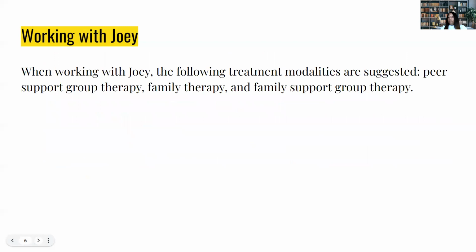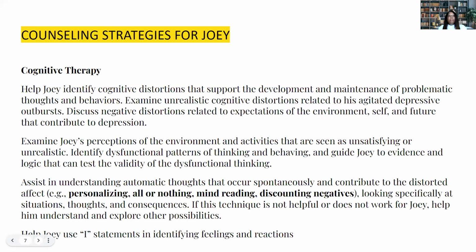So when we're working with Joey at the school, the following treatment modalities are suggested. So peer support group, family therapy, and family support group therapy. Now, of course, we aren't going to do all of them. The ones that we could help him with are the individual and peer support, and then the family therapy would be for the other therapists that he's seeing outside, okay? So cognitive therapy, these are the strategies that we would use. Cognitive therapy is most effective with students with depression.